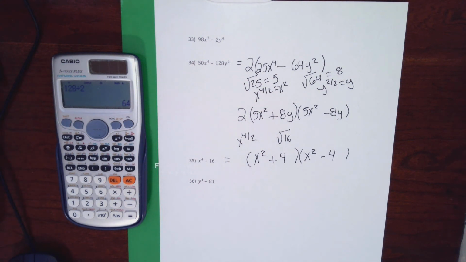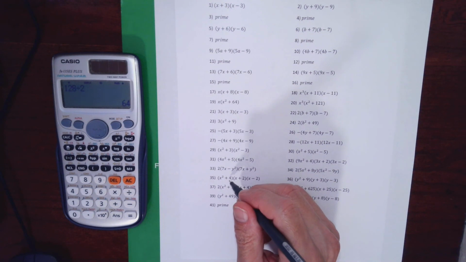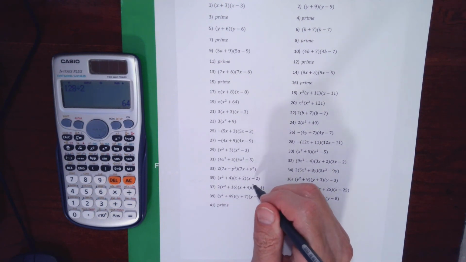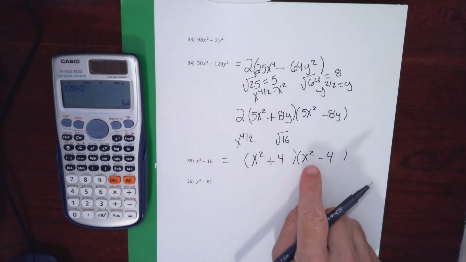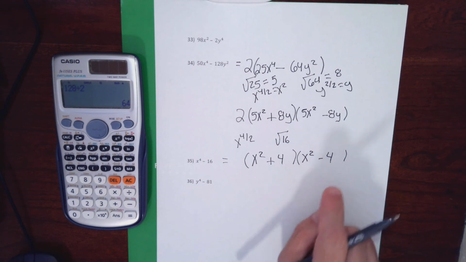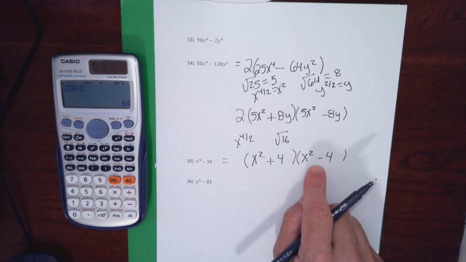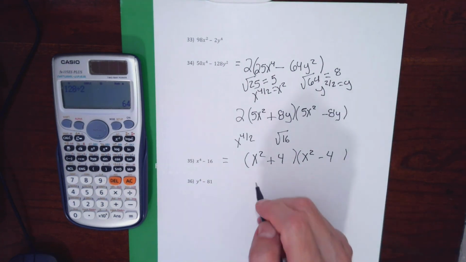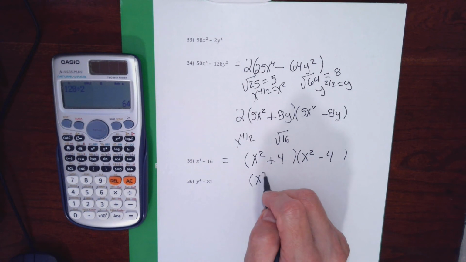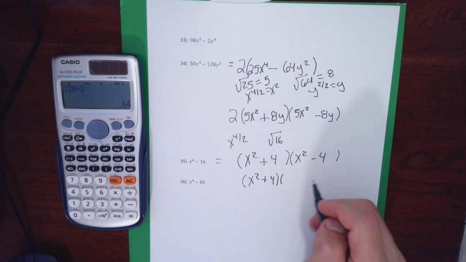If you checked my key for 35, it says x squared plus 4, which is a sum of squares, which is prime, times x plus 2 times x minus 2, because the second parentheses is still a difference of squares. It has an even exponent on the variable, 2 terms with a minus between, and 4 is a perfect square because the square root of 4 is 2. The first parentheses is a sum of squares, it's prime, but the second parentheses, I can go further.